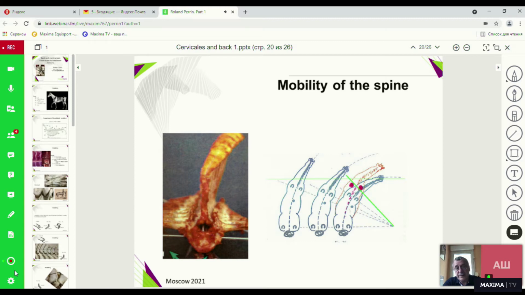So, in fact, the ligament between the spinous processes has more movement in lateral flexion than in dorsoflexion or ventroflexion. Everybody thinks that we have a big movement of this ligament when the horse has a dorsoflexion, but it's not that. It's when you turn the horse.